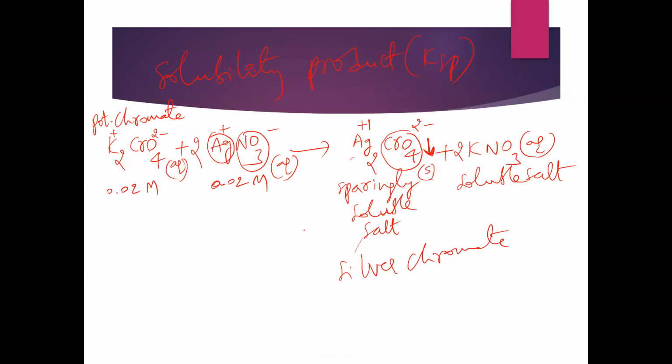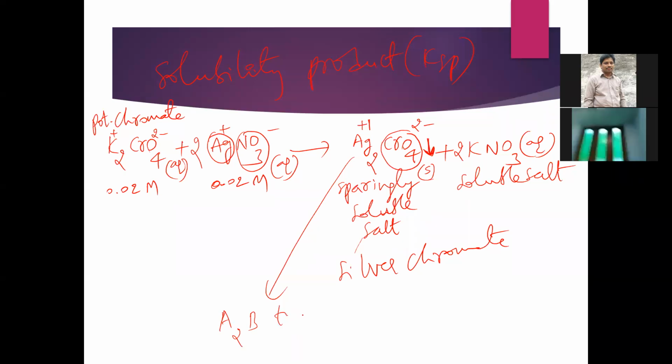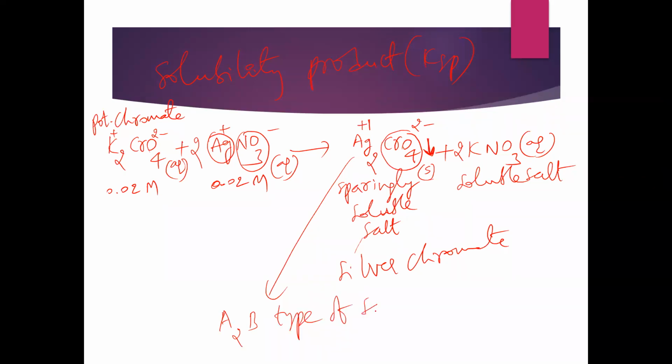In this, how many cations are there? 2 cations and 1 anion. So which type of salt is it? A2B type of salt, and it is a sparingly soluble salt. Here 2 cations and 1 anion are there. What is the charge of the anion? Minus 2. What is the charge of each cation? Plus 1. So plus 1 into 2 is plus 2, and 1 anion has minus 2. So it is an A2B type of salt.